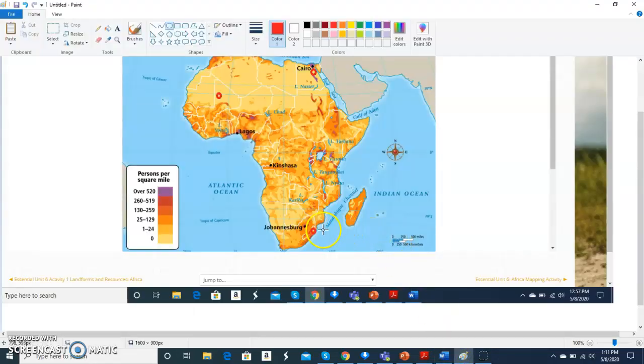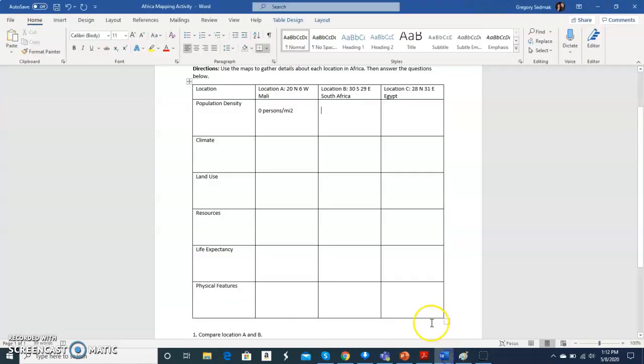And then we are going to our next location, which is in that location in Southern Africa. And you could see down here that the population is a little bit more dense. Now, you don't see any purple down here, which is the most densely populated regions of Africa. You'll see purple around here by Lagos and Cairo. But in this region, I would say it's this kind of mid-range color orange. So it's anywhere between 130 and 259 persons per square mile. So that's what you put, 130 to 259 persons per square mile.